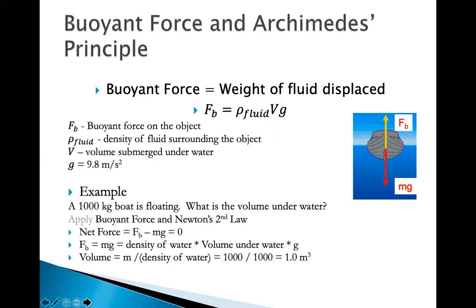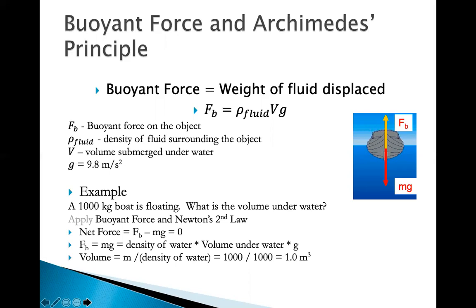In other words, if an object is totally or partially submerged, the volume of the underwater part is V. And rho is the density of the fluid surrounding this object, and g is the gravitational acceleration. So the buoyant force equals the density of the fluid multiplied by the volume, which is the mass of the fluid, times g, so that's the weight of the fluid displaced by this object.